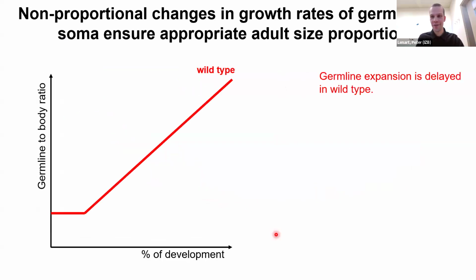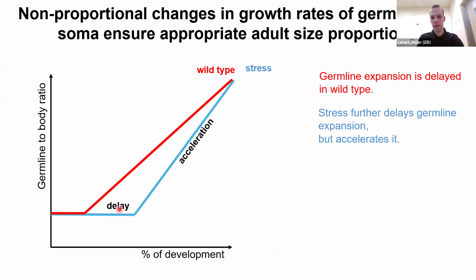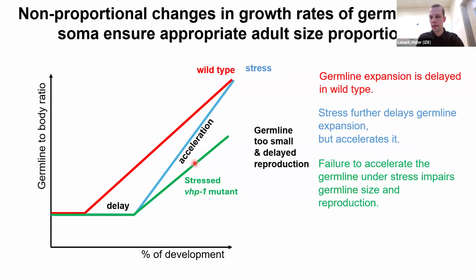So, in summary, what I showed you today is that C. elegans delays its germline expansion to optimize its resource allocation between soma and germline. In stress, this delay is further expanded, and germline goes even faster. So this doesn't scale temporally. And if we break this acceleration, then we get smaller worms that have smaller germline to body proportions and also have delayed reproduction. Okay, so these are all data I measured myself.